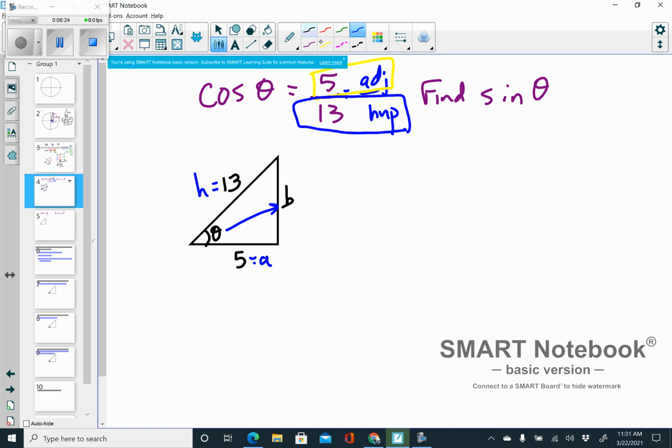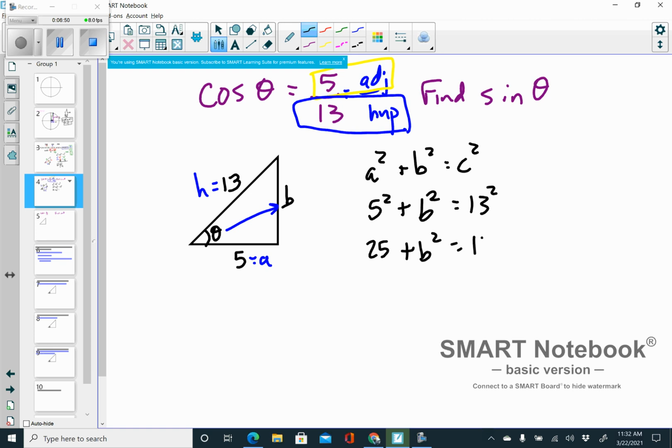All right. So now what I'm going to do is write down my formula. So A squared plus B squared is equal to C squared. I have enough to plug in. So my A is 5. So I'm going to put 5 squared plus B, I don't know, so I'm going to leave it as B squared is equal to my C is 13. So I'm going to put 13 squared. Now I'm just going to go ahead and simplify. So 5 squared is equal to 25 plus B squared is equal to 169.